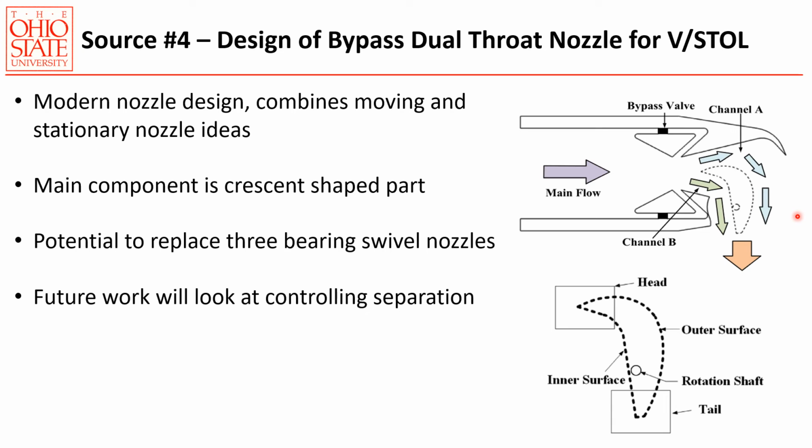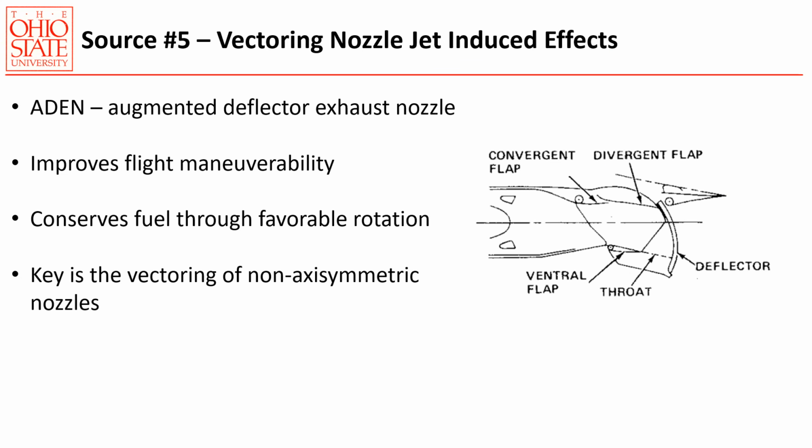Currently, a gap exists between the currently used three-bearing swivel nozzle's performance and the V/STOL performance of this Nozzles nozzle. The issue lies in flow separation. Therefore, avoiding or controlling the separation and improving the performance will be the main research topic in the future. We will now look at the impact of adding thrust vectoring nozzles on horizontal flight performance.